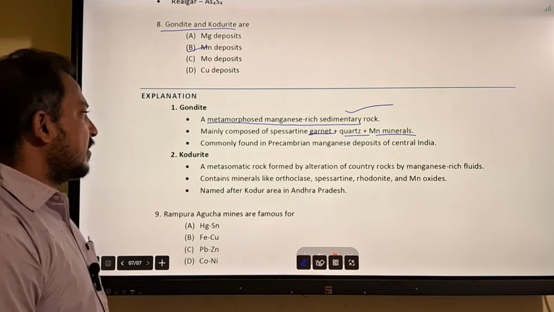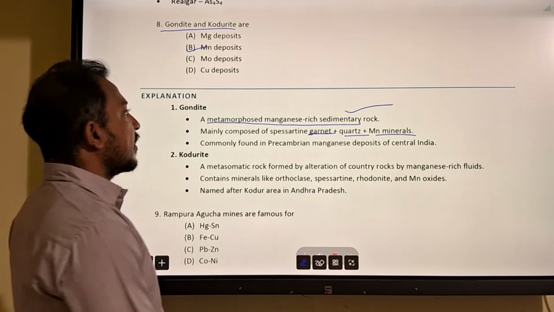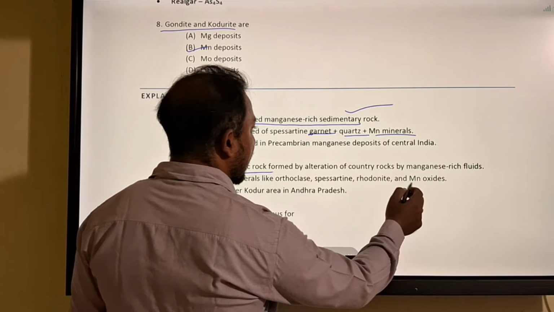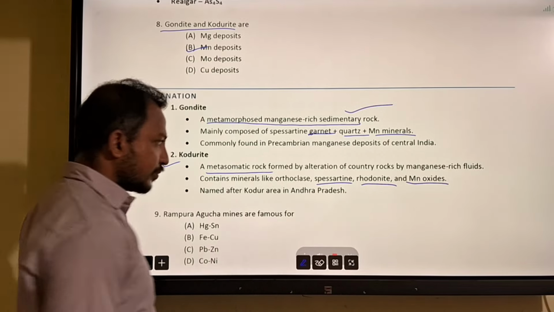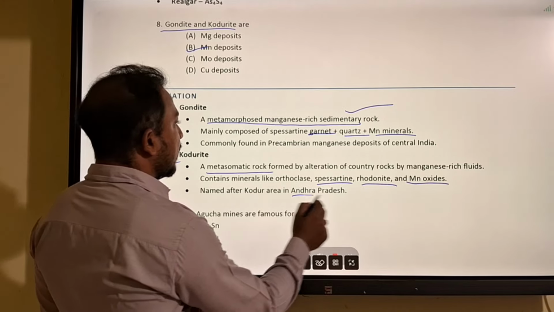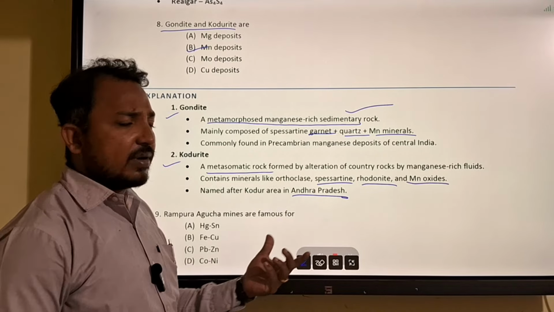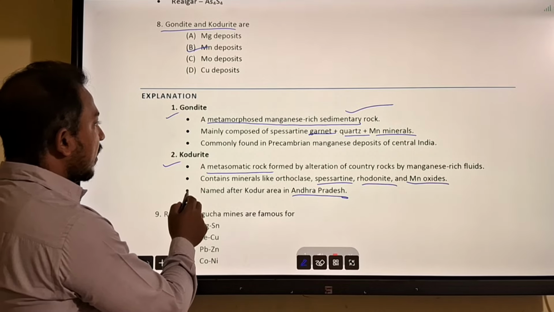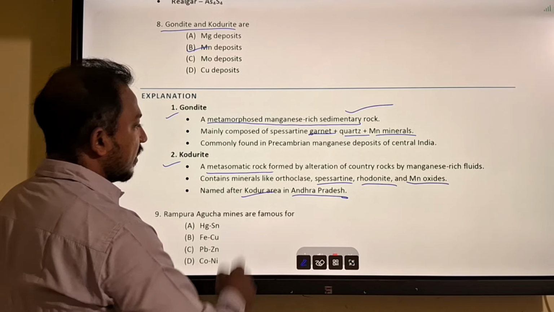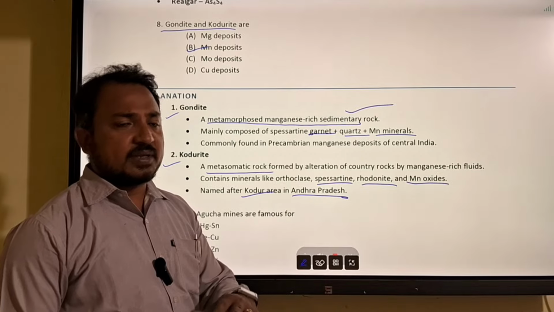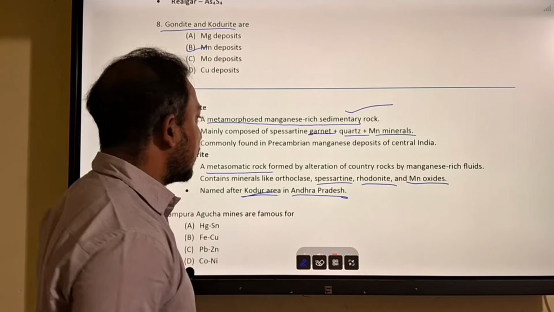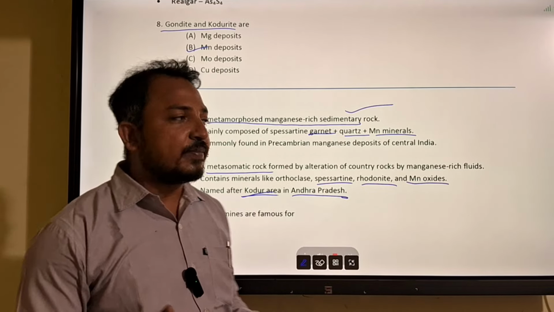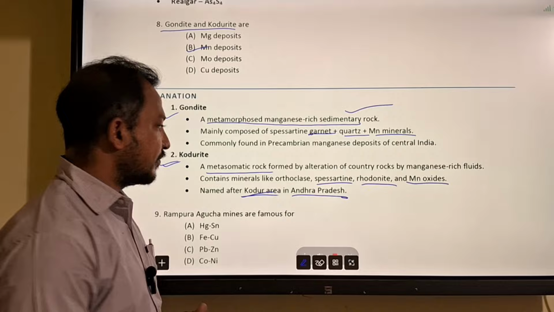Garnet, quartz, you will find spessartite. Then kodurite is a metasomatic rock that also contains Mn oxide, rhodonite, and spessartite. It is found in Andhra Pradesh, and gondite is found in Madhya Pradesh in central India. It is named after the Gond tribe, and kodurite is named after a region on the border of Andhra Pradesh and Odisha, that is the Kodur area. So these are potential ores of manganese found in the Eastern Ghat region.